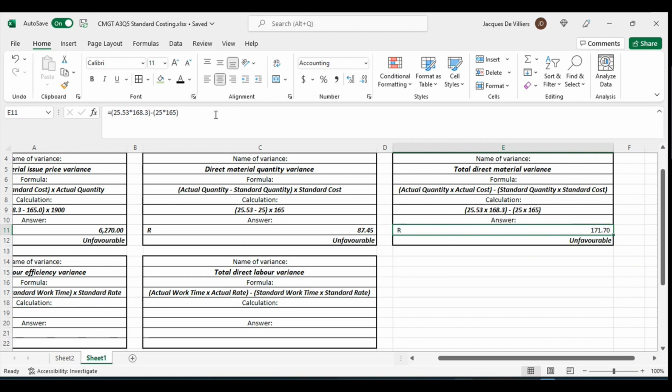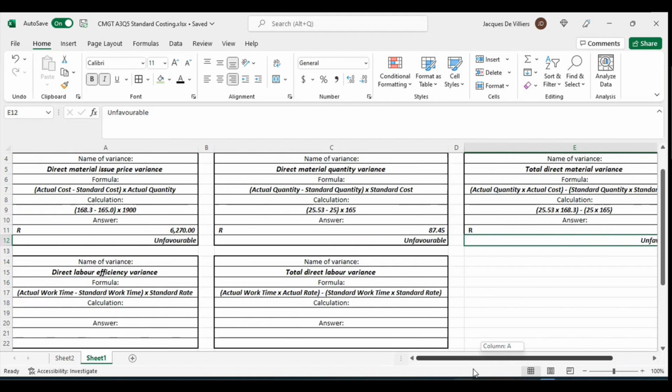So what I get here as my answer is 171 Rand 70. So in total, if I look at it per unit, it is costing me 171 Rand more in material per unit than I planned. Okay, and that's of course unfavorable. I don't want to spend more than what I planned. So now we have looked at all direct material variances.